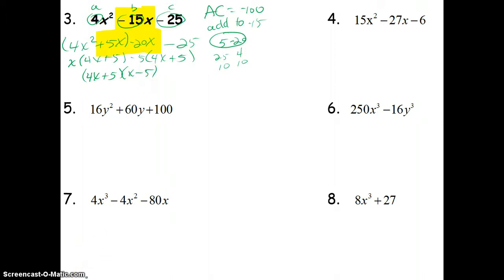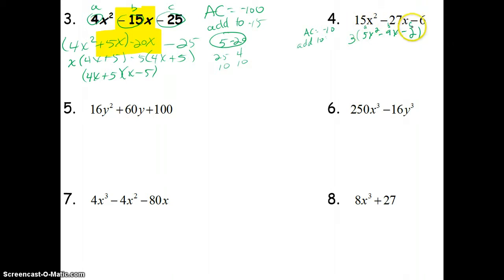Problem number 4, we always look for our greatest common factor first. With 15, 27, and 6, we can pull out a 3. When we do, we're left with 5x squared minus 9x minus 2. From this point, we have an x squared, an x, and a number, so that means we want to use the AC method on this problem.